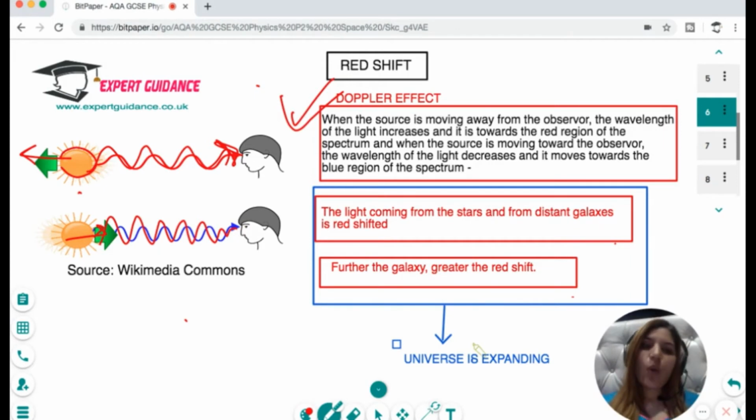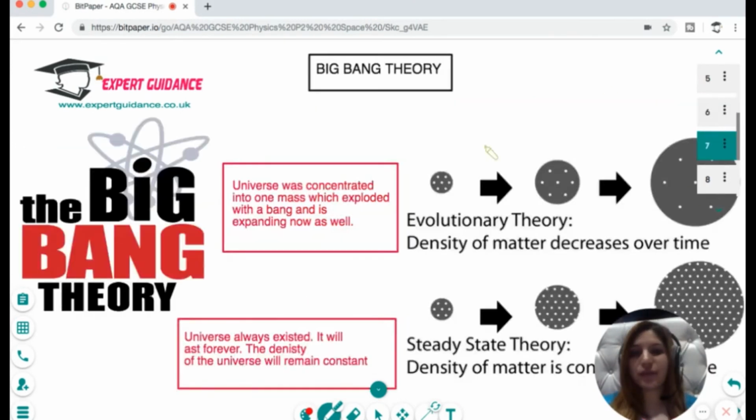It says when the source is moving away from the observer, the wavelength of the light increases and it is towards the red region of the spectrum. And when the source is moving towards the observer, the wavelength of the light decreases and it moves towards the blue region of the spectrum. The light coming from the stars and from distant galaxies is redshifted. So the further the galaxy, the greater the redshift, which explains that the universe is expanding. That is, the stars and the components are moving away from you. And this is what the Big Bang Theory says.